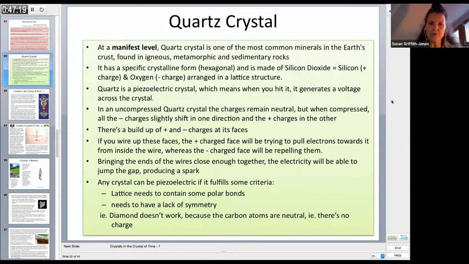So in other words, in the sense of quartz, you've got the silicon, which is positive, and the oxygen, which is negative. And it needs to have a lack of symmetry, i.e. a diamond doesn't work because the carbon atoms are neutral, so there's no charge.